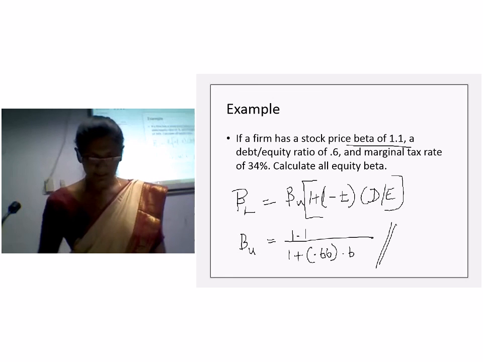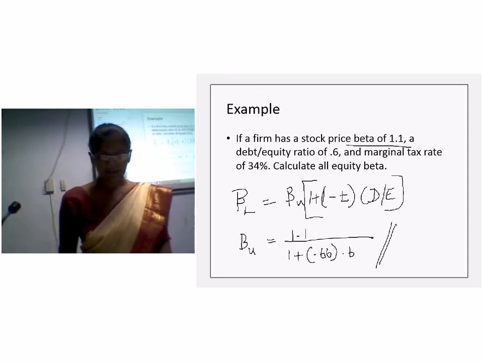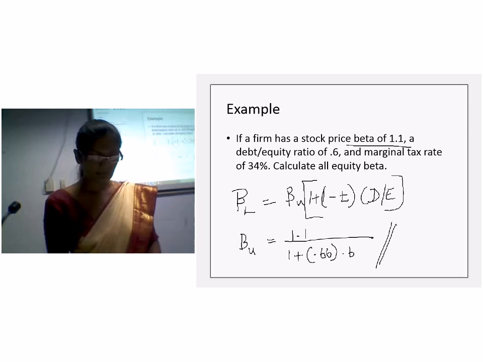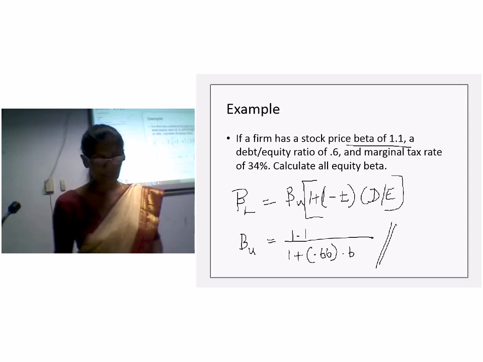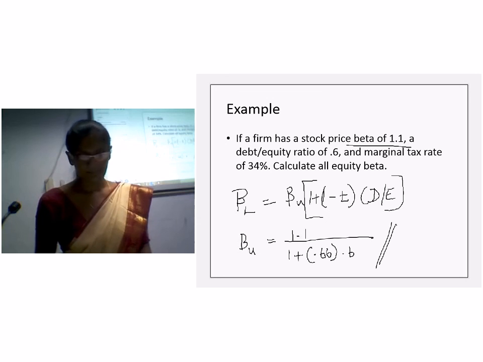So their systematic risk is small. This answer should be smaller than 1.1 because we are dividing the numerator by something, then we get a lower answer. The answer should be lower than 1.1, right? So this is how we calculate the unlevered beta or all equity beta.